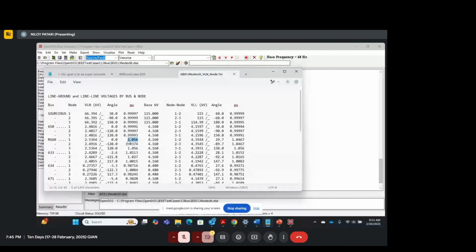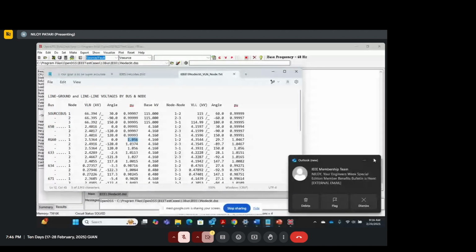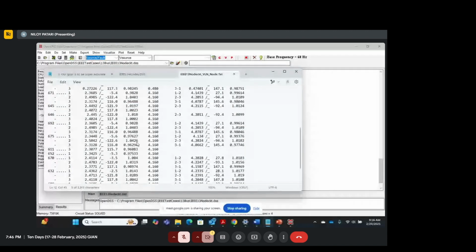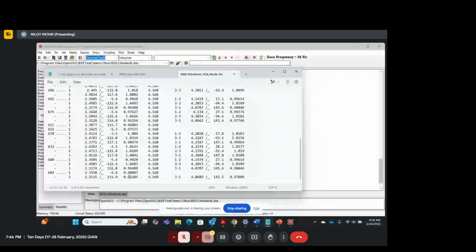This boost was coming off because the regulator had a tap, right? The tap settings are kept in such a way that it boosts the voltage. Because this voltage has been boosted up in the substation side, if you see the periphery ends, voltages are just above 0.95.